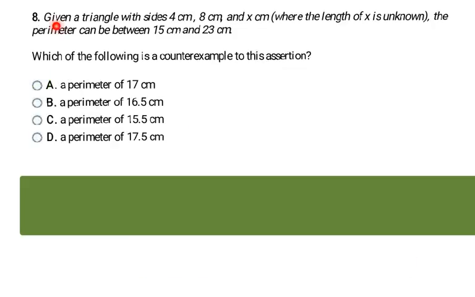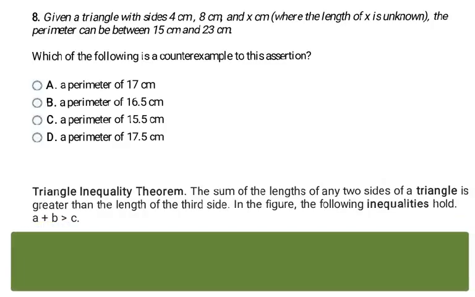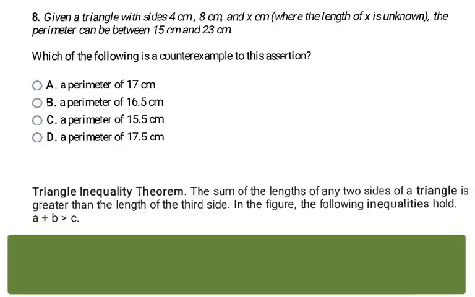This next example says, given a triangle with sides 4, 8, and x, some number we don't know, the perimeter can be between 15 centimeters and 23 centimeters. Which of the following is a counterexample to this assertion? Well, to do this, I have to remember that there is a triangle inequality theorem that says the sum of the lengths of any two sides of a triangle is greater than the length of the third side. So if I add any two sides, that sum has to be bigger than the remaining side.